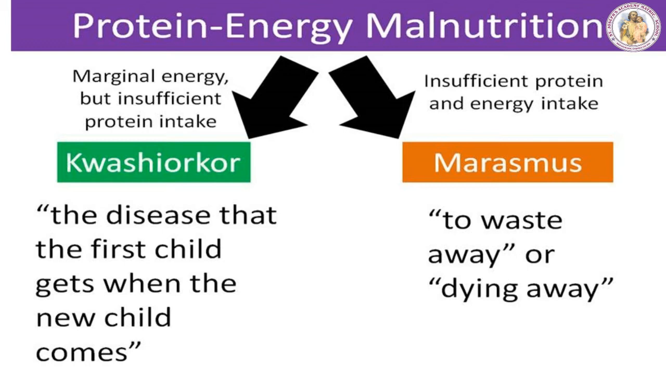It affects children of 1 to 5 years. The diet is mainly carbohydrate, which lacks protein. And marasmus first affects infants below the age of 1 year when the diet is poor in carbohydrates, fat as well as protein.